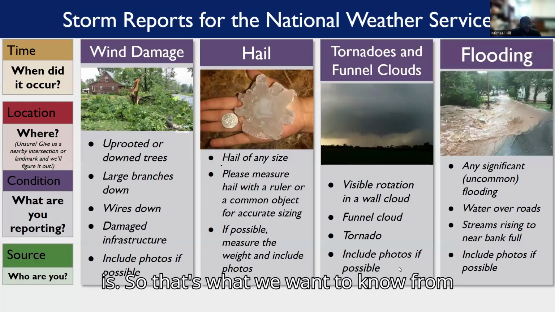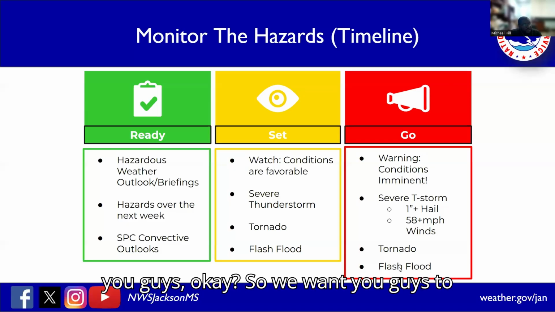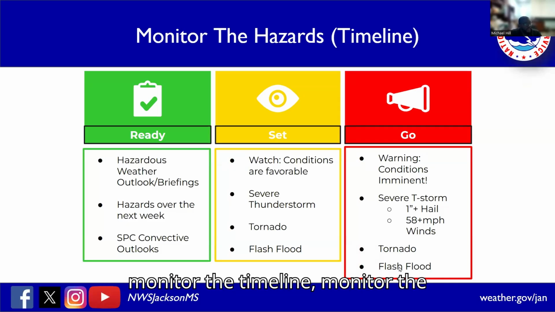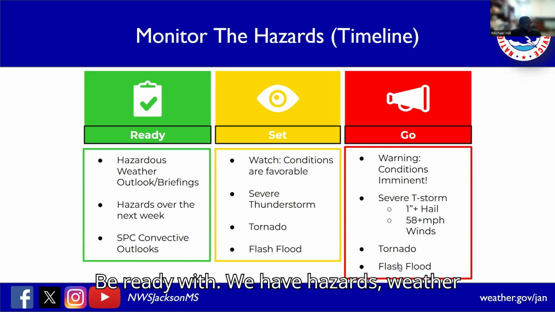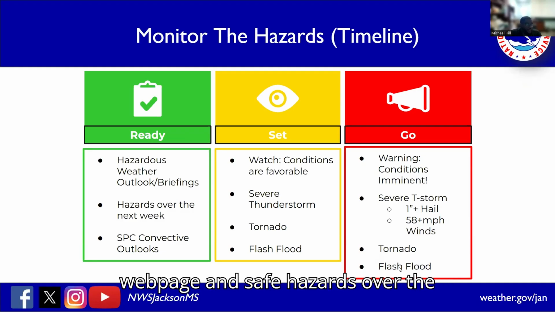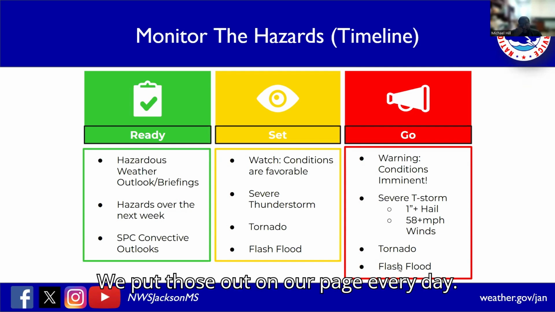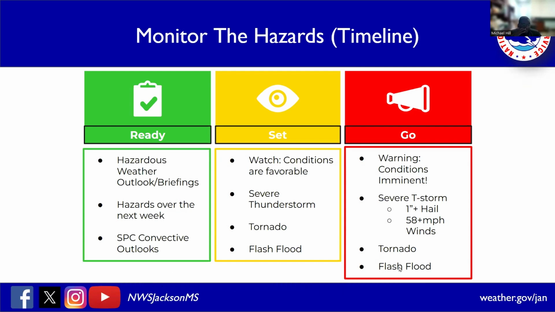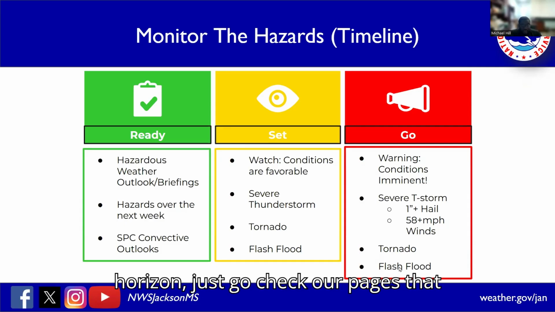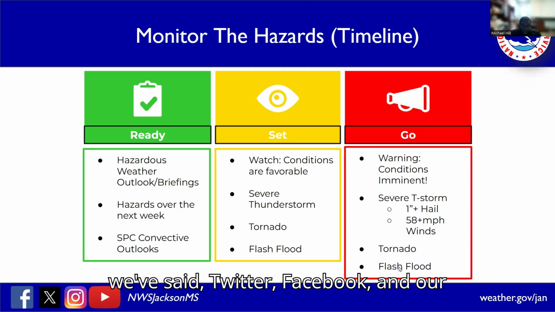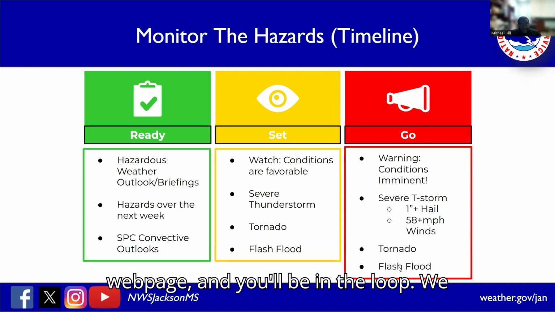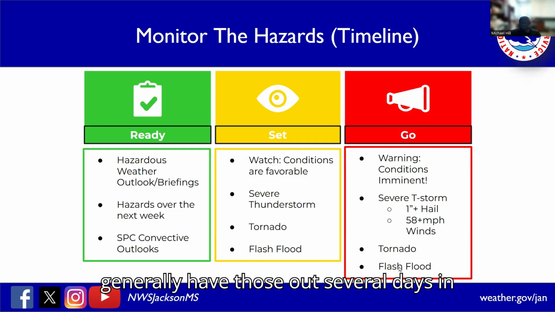So that's what we want to know from you guys, okay? We want you guys to monitor the timeline, monitor the hazards. I like to teach ready, set, go. Be ready with, we have hazards, weather outlooks, and briefings that we do on our webpage and Facebook, hazards over the next week, and SPC convective outlooks. We put those out on our page every day. And if we have problems on the horizon, just go check our pages that we said, Twitter, Facebook, and our webpage, and you'll be in the loop. We generally have those out several days in advance.